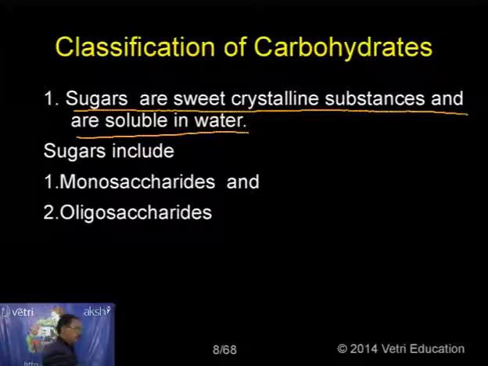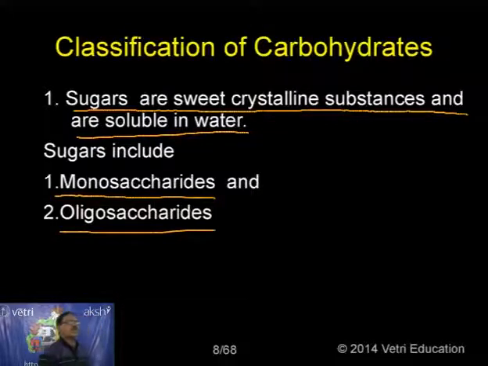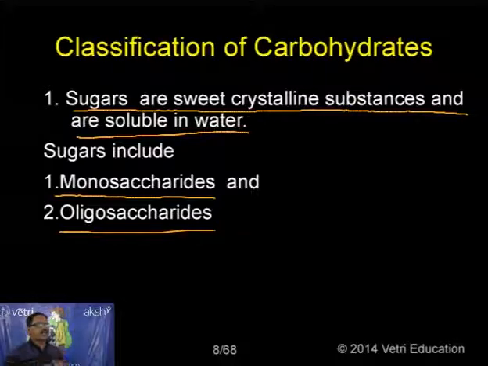Sugars include, as a specific example, all monosaccharides and oligosaccharides. What are oligosaccharides? Oligosaccharides contain 1 to 9 units. This is the most important information I want to convey.